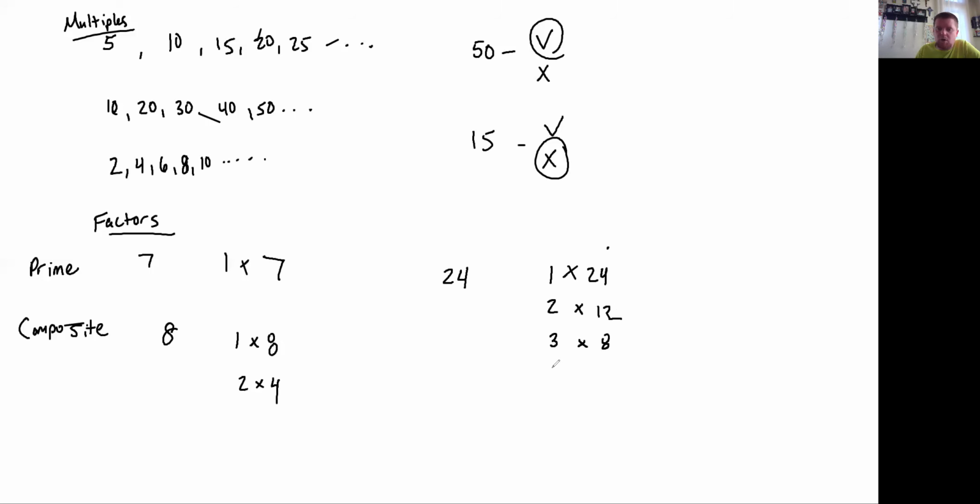And then go to 4. 4 goes into 24 6 times, etc. And not every number is going to be a solution. For instance, if I tried to go with the next number in the sequence, which would be 5, 5 doesn't go evenly into 24. And then by the time I go to the next number, that'd be 6. Well, I already have 4 times 6. That's the same as 6 times 4. So I don't need to write that combination again. So 1, 2, 3, 4, 6, 8, 12, and 24 would be all the factors of 24. So you need to be able to identify multiples, and you need to be able to identify factors.